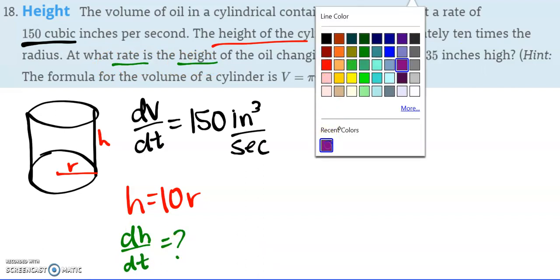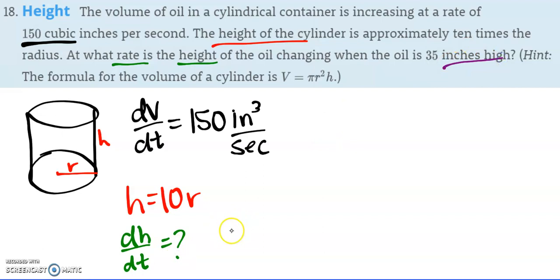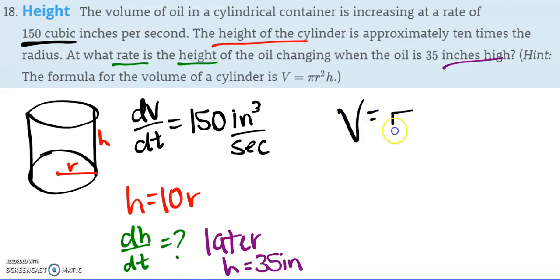when the oil is 35 inches high? So later, when h equals 35 inches. Hint, the volume is pi r squared h.